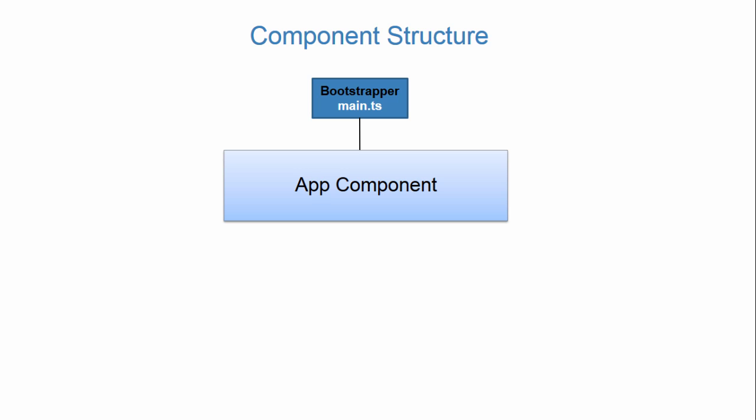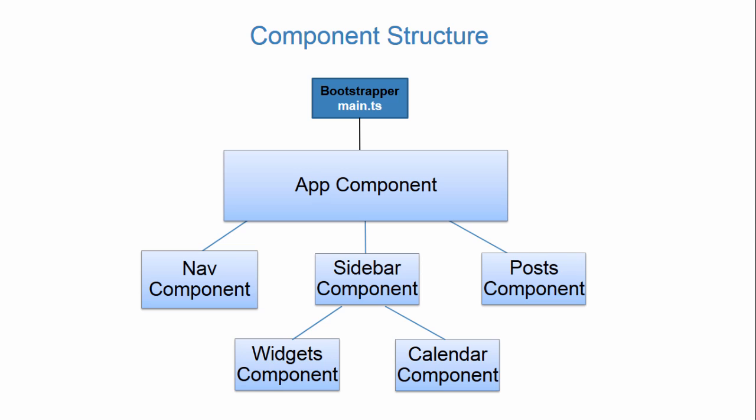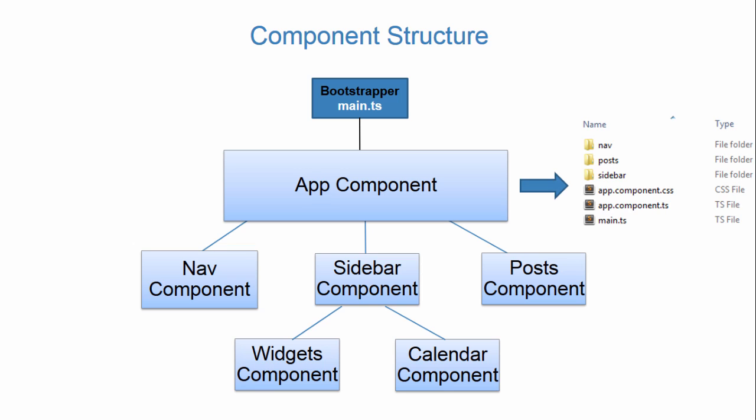For example, we could have a navigation component, a sidebar component, and a post component. Then inside any one of these, we can nest other feature-related components. In this example, we could nest sidebar-related component features to create widgets and a calendar. Then if we wanted to, we could easily reuse our widgets and calendar component in other views. And this is what our folder structure would look like for this contrived app, with the widgets and calendar folders located inside of the sidebar folder.